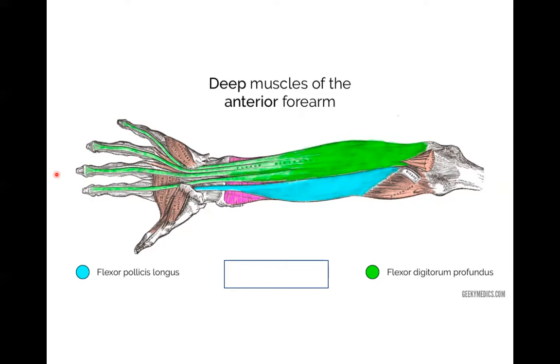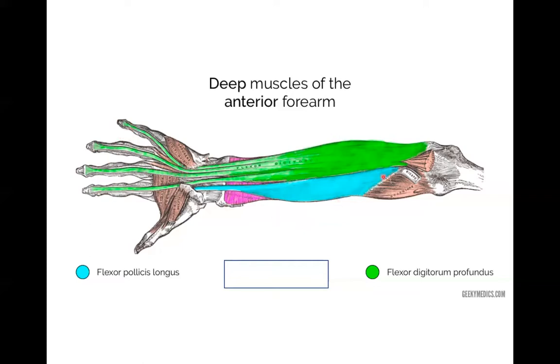So this is the deep compartment of the anterior forearm. The first one is flexor digitorum profundus. This is deep to flexor digitorum superficialis. It has its origin on the ulna and on the interosseous membrane, and its insertion down at the distal phalanges of fingers 2 through 5. So flexor digitorum superficialis could only flex the middle phalanx. Flexor digitorum profundus can flex that distal phalanx. And this is on the more medial side. This one also splits into 4 tendons that travel to fingers 2 through 5.